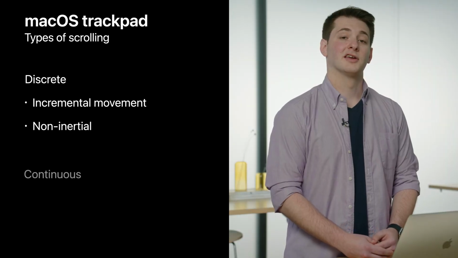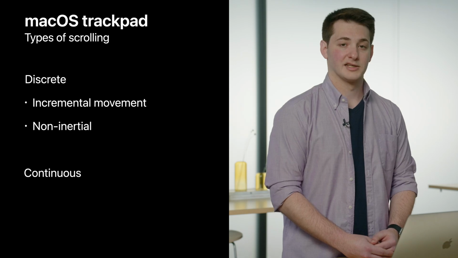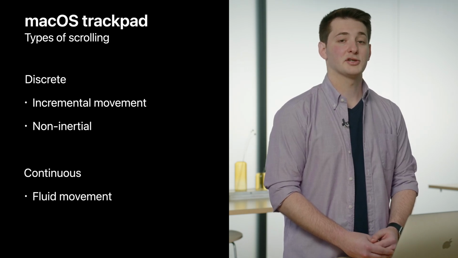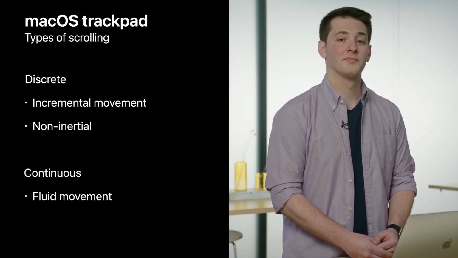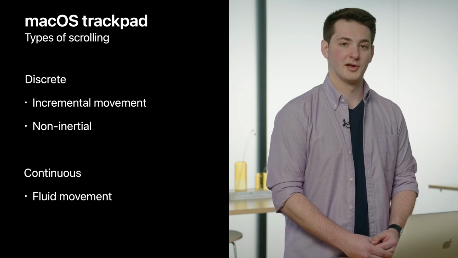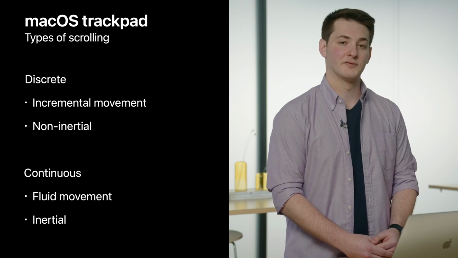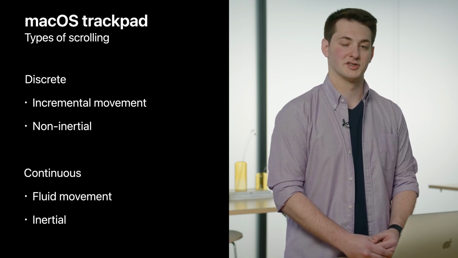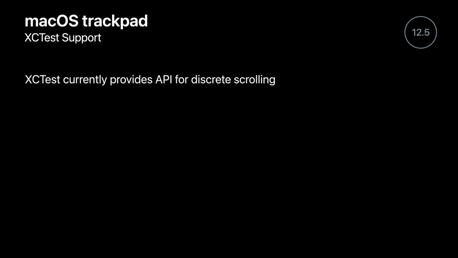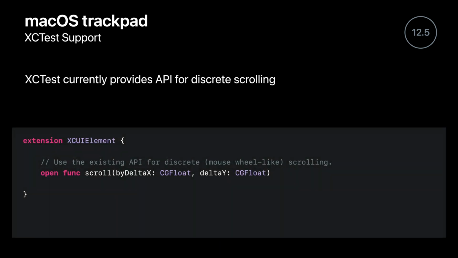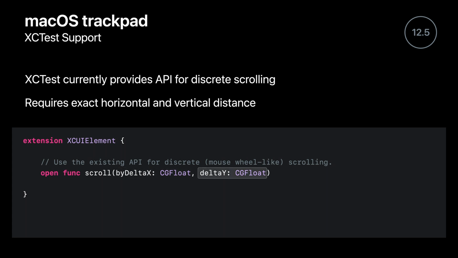On the other hand, continuous or phased scrolling has fluid and dynamic movement. Picture swiping with 2 fingers on a trackpad. The on-screen content scrolls smoothly while you're swiping, and the movement is inertial, meaning it continues moving after you lift your fingers off until it gradually comes to a stop. XCTest currently provides a scroll method on macOS that enables you to perform discrete, pixel-precise scrolling in your UI tests. This method requires 2 parameters to specify the exact horizontal and vertical distance in pixels to scroll.